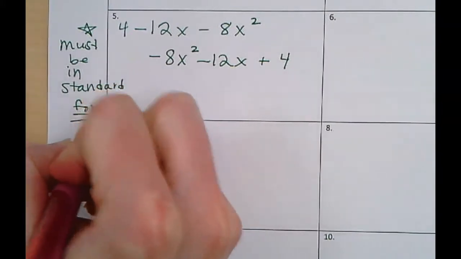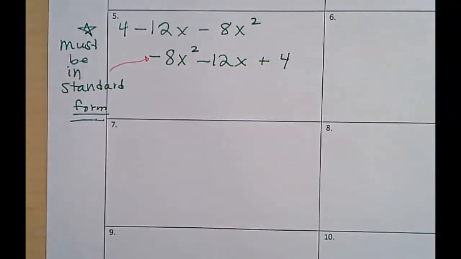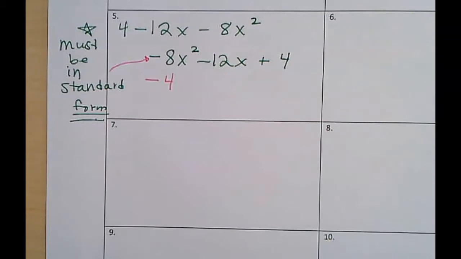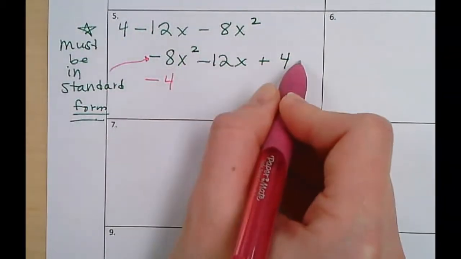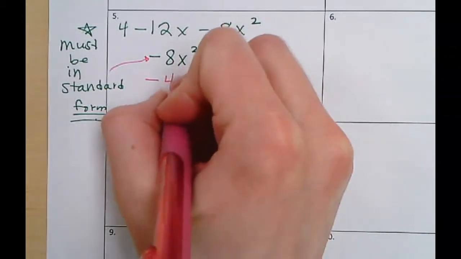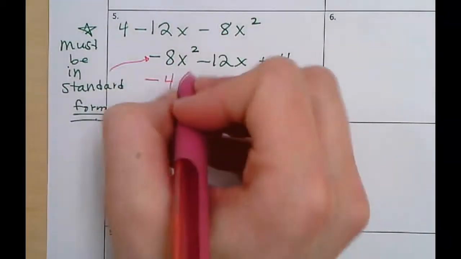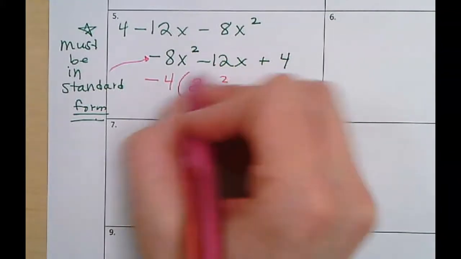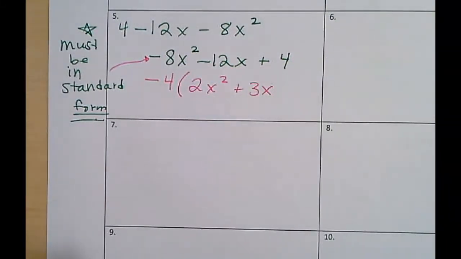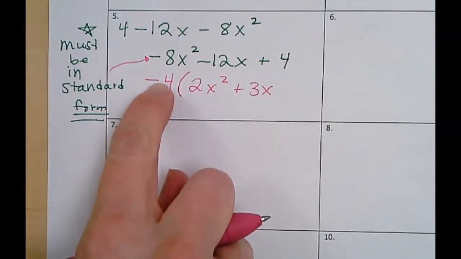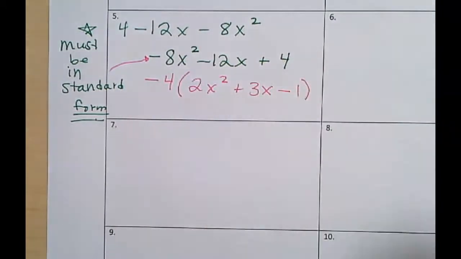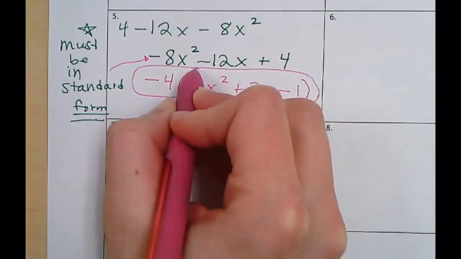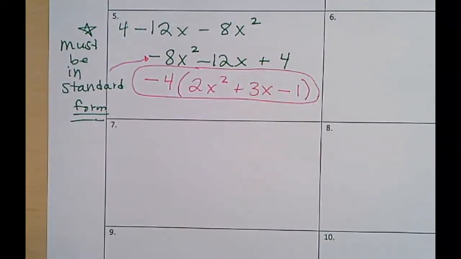Now, once it is in standard form, we see here the leading coefficient is negative. So not only do they have 4 in common, but I also have to factor out a negative 4. X squared, x, and nothing, no variables in common. So this is the only GCF. This will divide out to a positive 2x squared, a positive 3x, and because this was positive, but I'm factoring out a negative, this becomes negative 1. And you can multiply that back together to get the original problem. Okay, let's try another one.